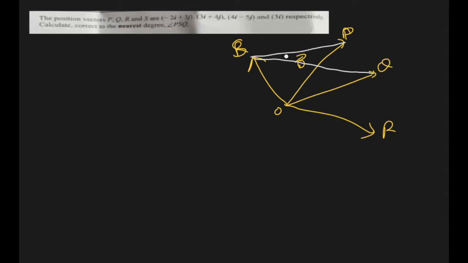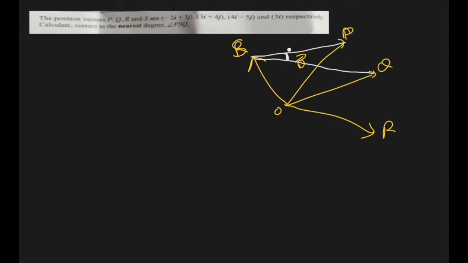Similarly, we'll have Q, and then we'll have R somewhere. I'm just randomly drawing them. It's not necessary that they are like this. R and S, this is S, respectively. Calculate, correct to the nearest degree, angle PSQ. PSQ, this one. So let me draw that: P to S and S to Q. This angle we have to find.